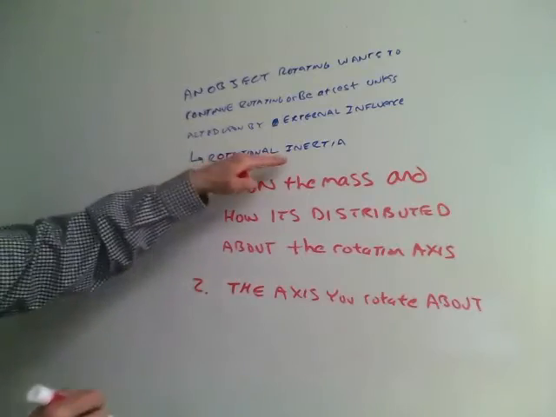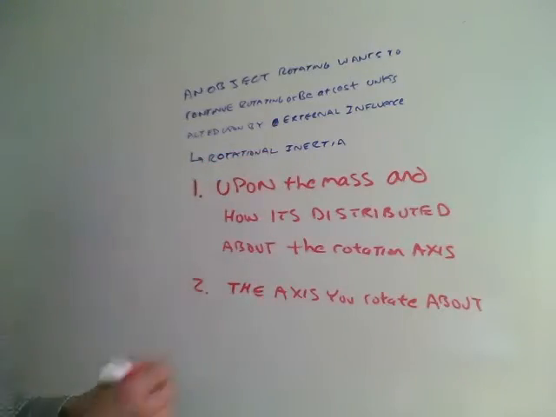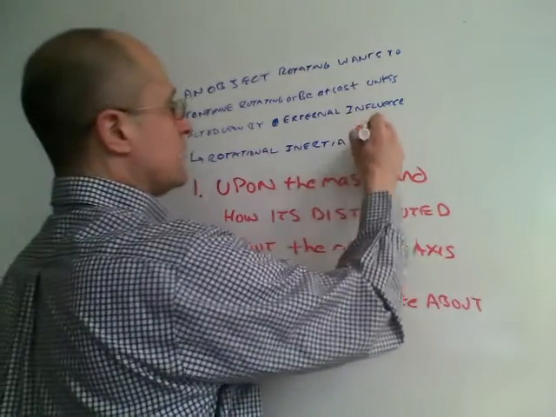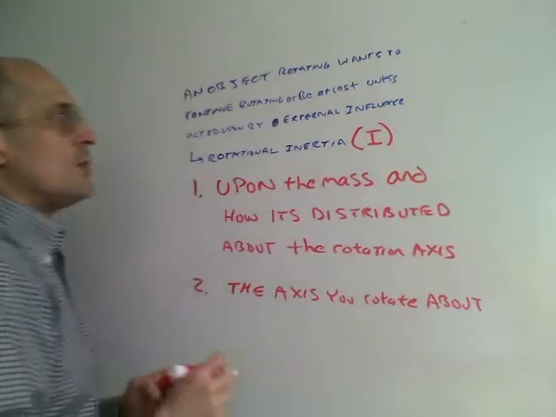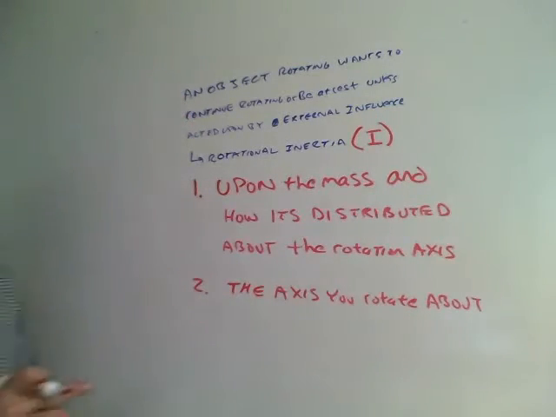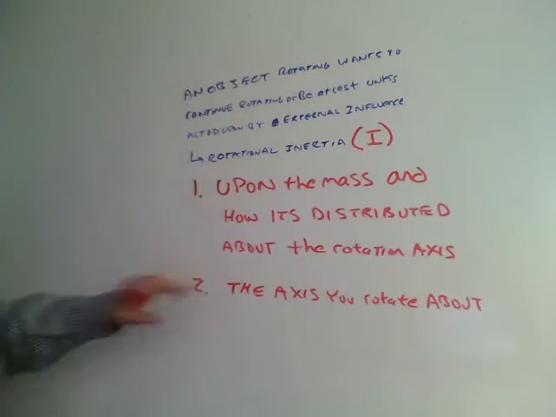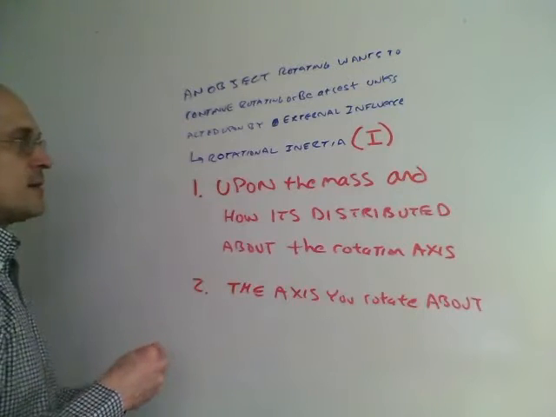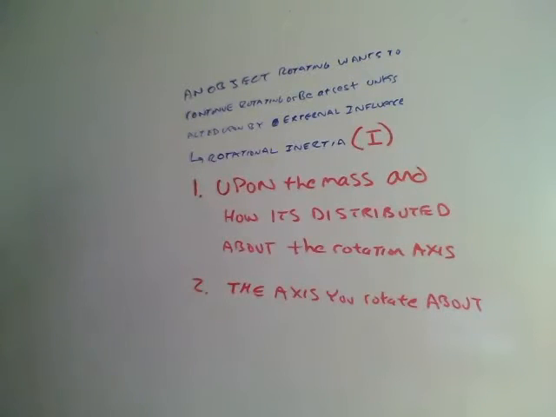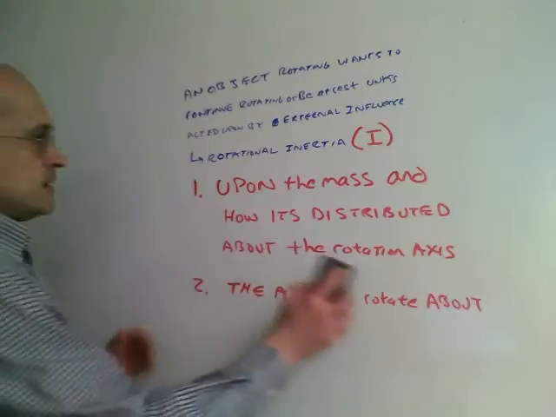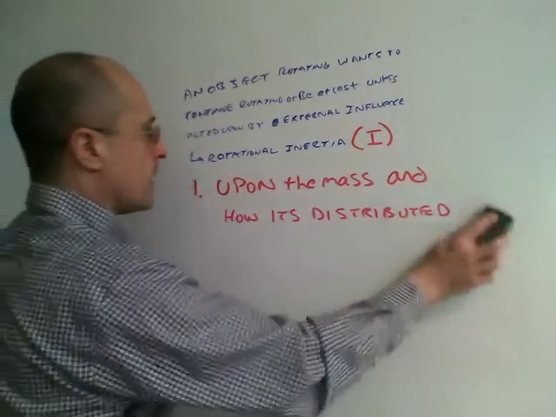And rotational inertia has a special symbol that we set aside for it called I. So I is the rotational inertia for an object. What we're going to do is look at how the distribution and the rotation axis affect these things. So let's take a look at the distribution around the axis.